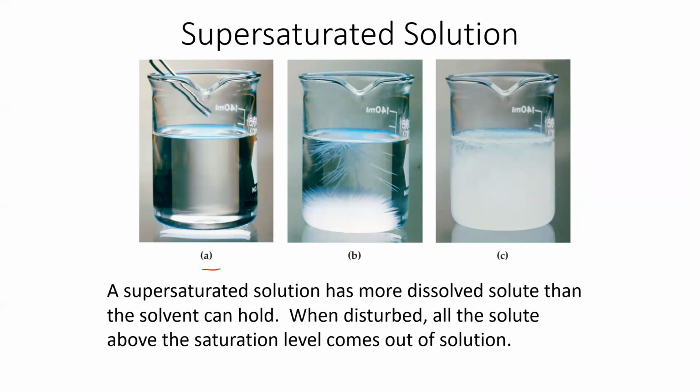On letter A, we've dissolved more than this solution can actually hold. How do we do that? We heated it up and slowly cooled it down. Once we cause a disturbance, again, a disturbance might be as simple as taking a glass stirring rod and scratching the side of this beaker, or it might be adding what's called a seed crystal into this supersaturated solution. Once there's a disturbance, now it realizes, oh, wait, there's way too much solute dissolved in here, and all the excess for that temperature will come out and settle out of solution.